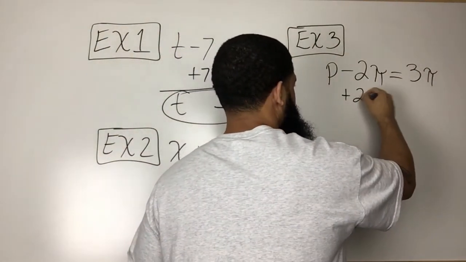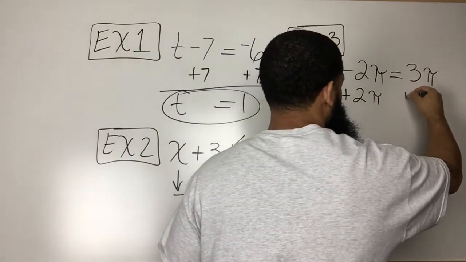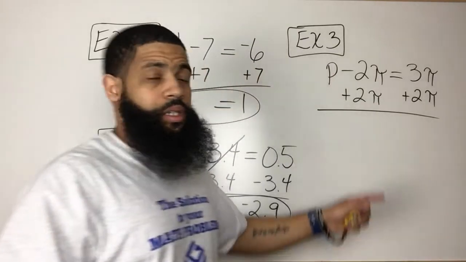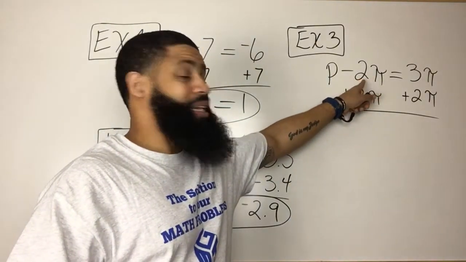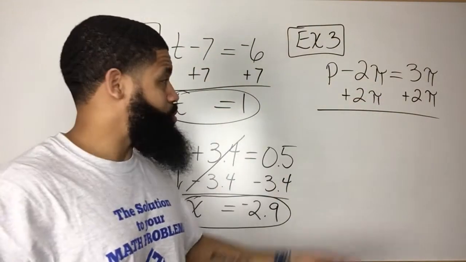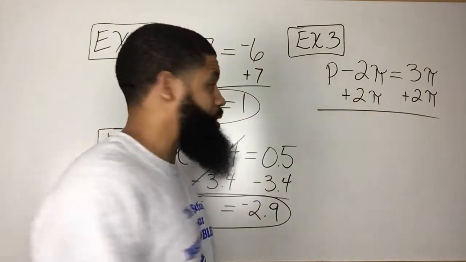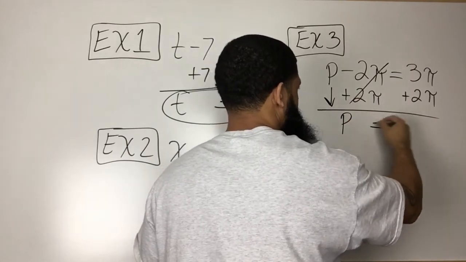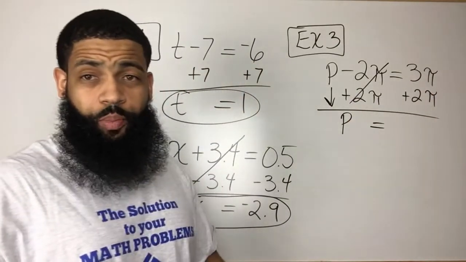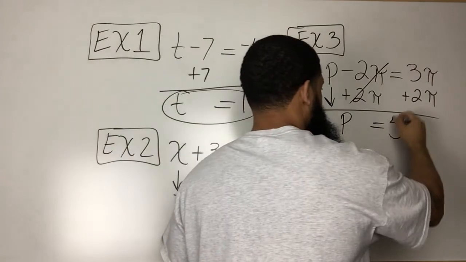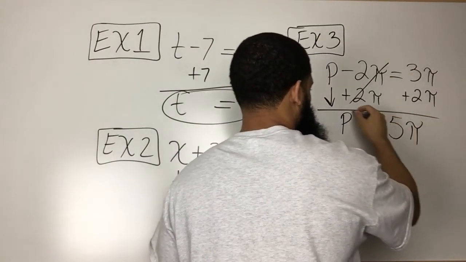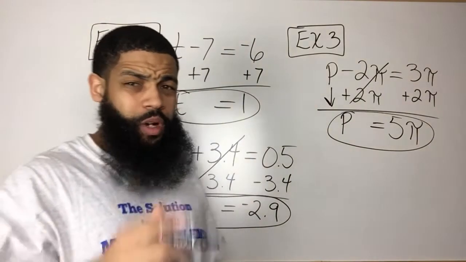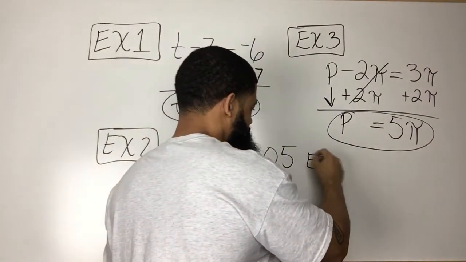So if I add 2 pi there, then here the minus 2 pi and the plus 2 pi cancel out. Once again, this is the addition property of equality, and I bring down my p. P is equal to 3 pi plus 2 pi, which is equal to 5 pi. All right, so p is equal to 5 pi. All right, and one last example, just to bring it home.